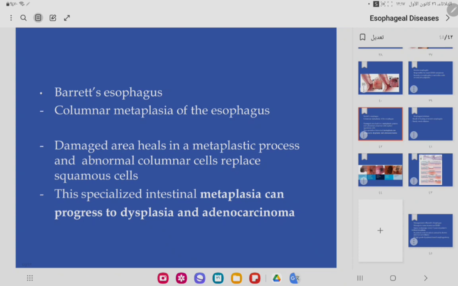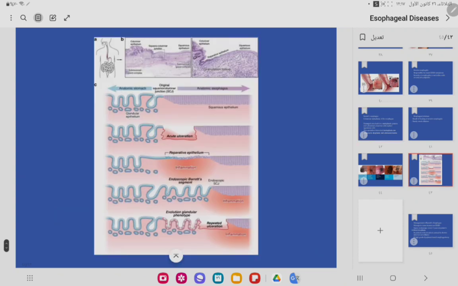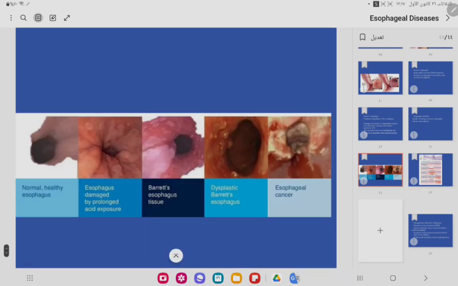Next. Yes, this is the histopathology of that. Original squamocolumnar junction, the same repetitive epithelial injury, and eventually we'll have this type. The squamous epithelium will change into columnar. Okay, next. Normal healthy esophagus on the left, esophagus damaged by prolonged acid exposure, Barrett's, long-standing, dysplastic Barrett's, and the worst-case scenario is esophageal cancer.